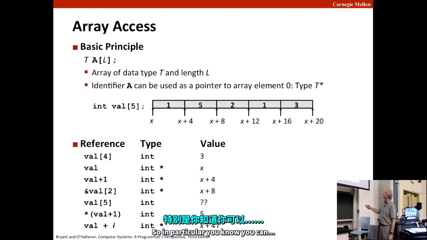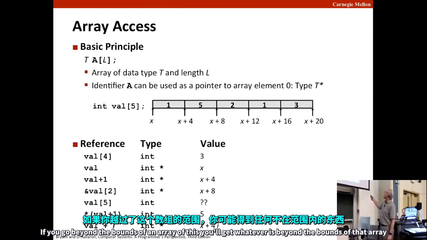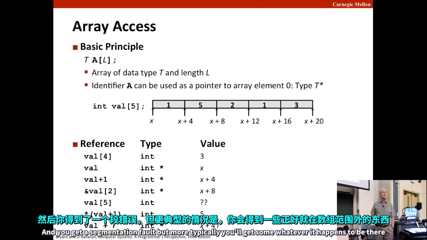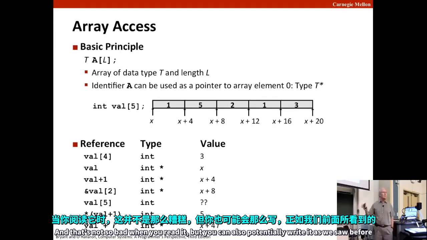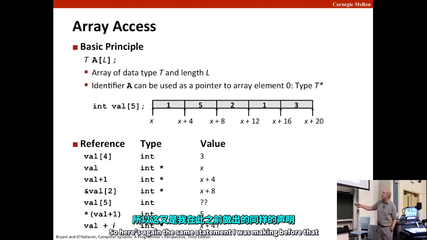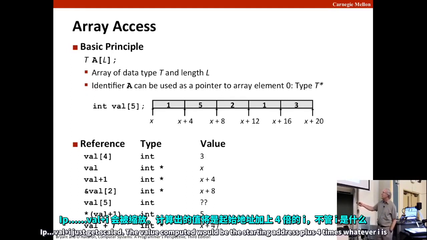In particular, if you go beyond the bounds of an array, you'll get whatever is beyond the bounds of that array. It might not even be a valid address, and you get a segmentation fault. But more typically, you'll get whatever happens to be there. That's not so bad when you read it, but you can also potentially write it, as we saw before, and corrupt data that's already in memory. So here's again the same statement I was making before, that IP val plus I just gets scaled. The value computed would be the starting address plus 4 times whatever I is.